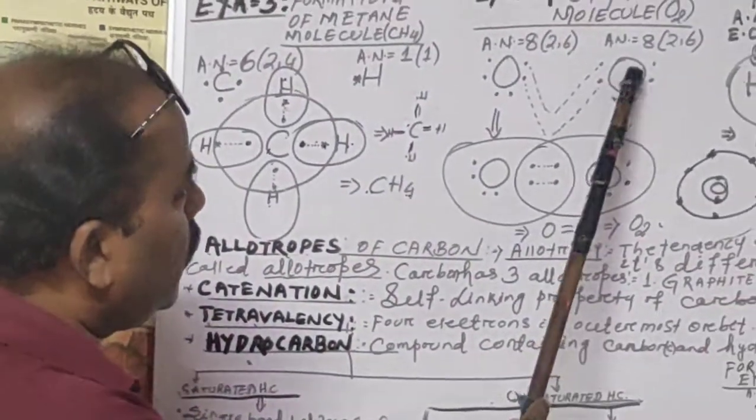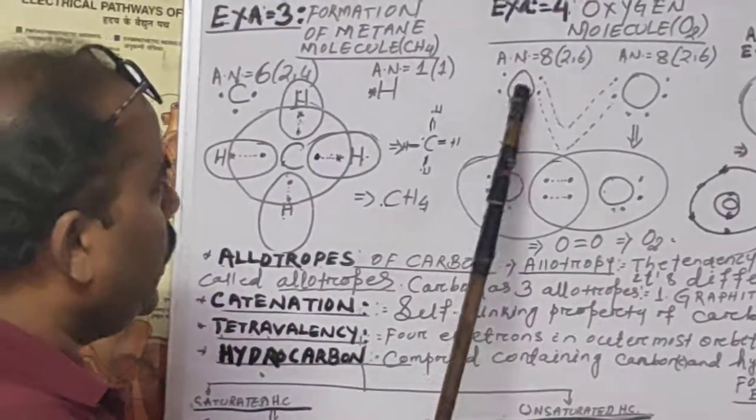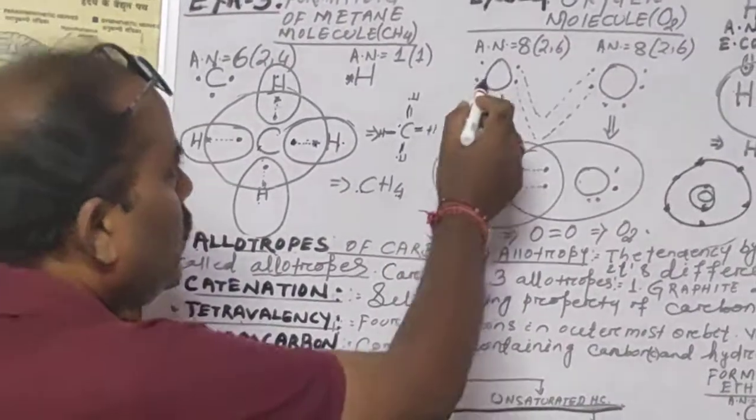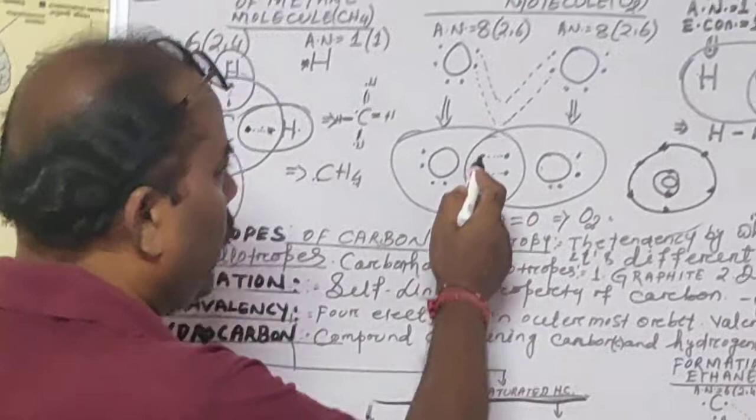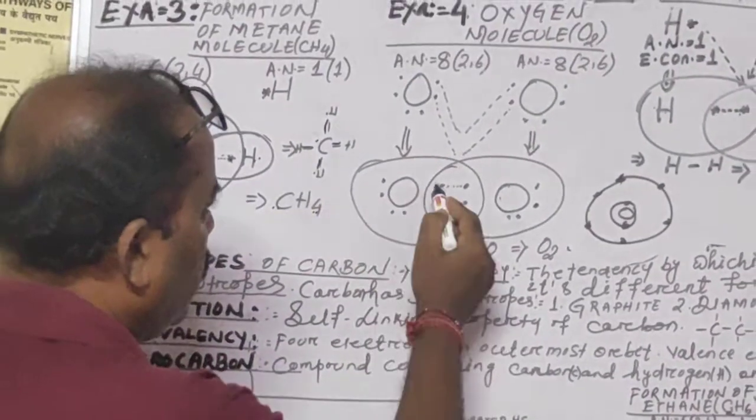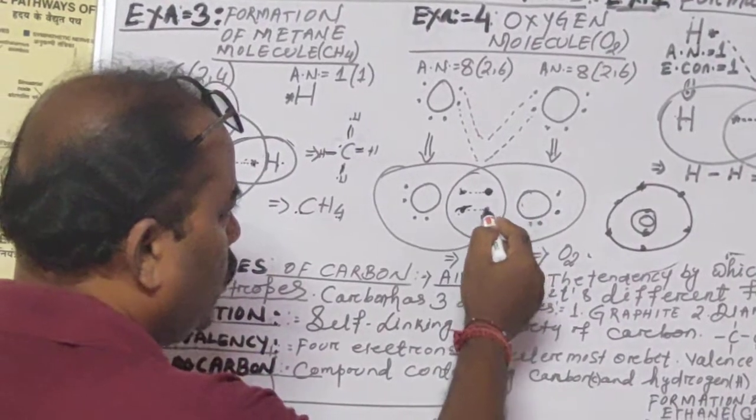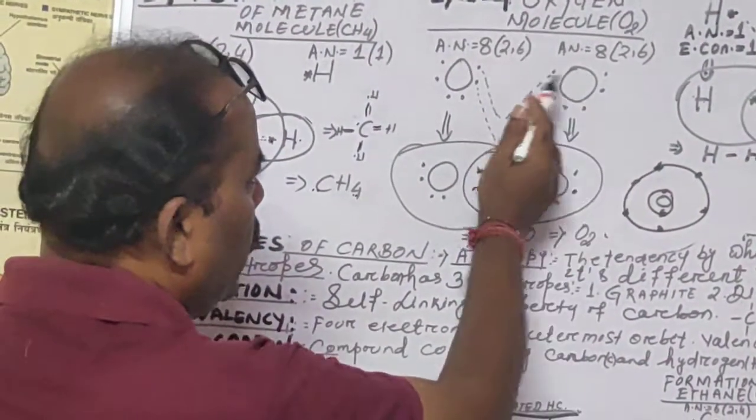Now another oxygen is also there, with the same condition. So they will mutually understand each other. This oxygen will say, I need 2 electrons, so I will share 2 electrons. This oxygen shares 2 electrons here. And this oxygen also says, I need 2, so I will share 2 electrons. Then 2 electrons are coming.